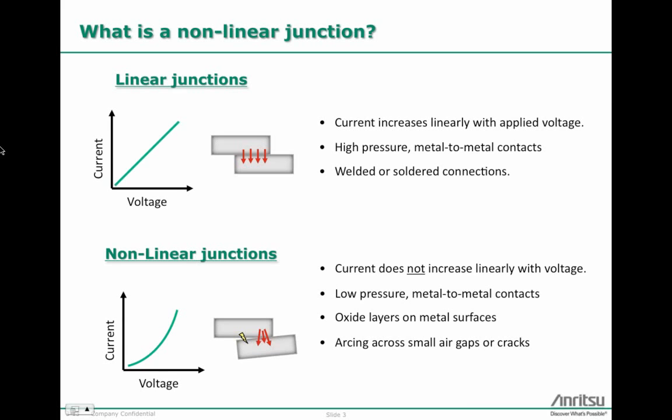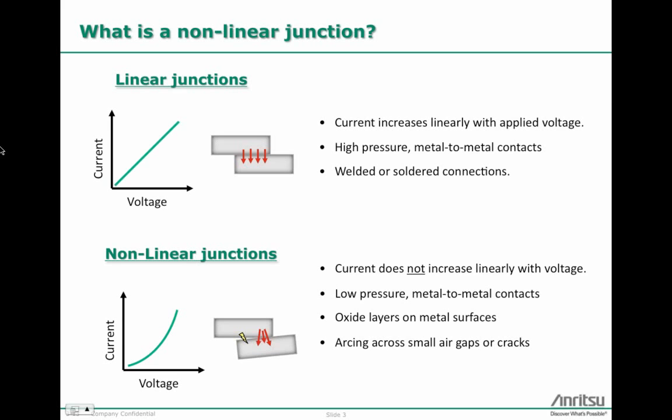Contrasting that, if I have something that's acting in a nonlinear fashion, it means that the relationship is not linear. So if you look at the graph at the lower left, you can see I have something that looks like a squared relationship, that as the voltage is increasing, the current is slowly increasing, then something happens to cause a rapid increase. Things that can cause that: if I have two metal surfaces that are just lightly contacting each other, that can be a source of a nonlinear junction.